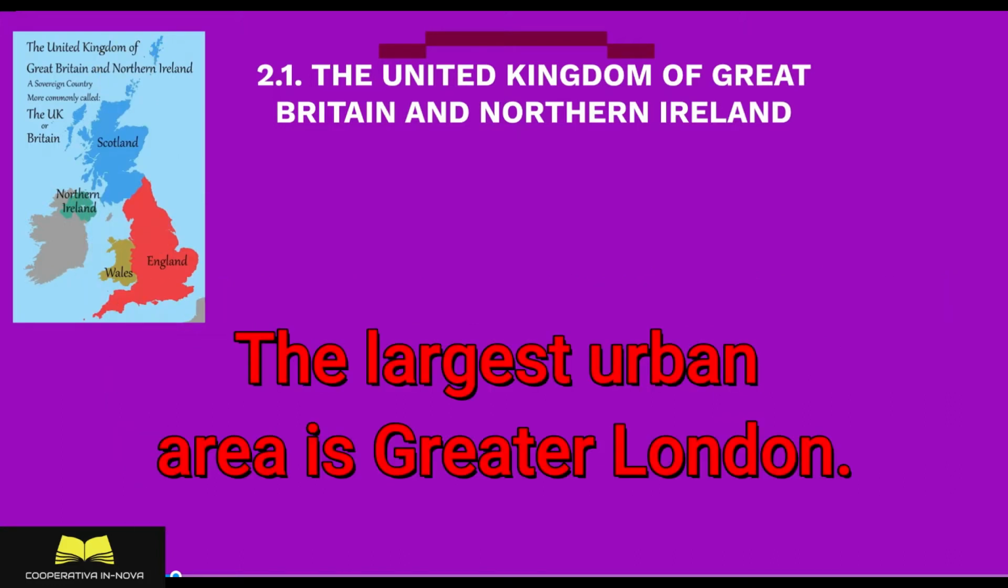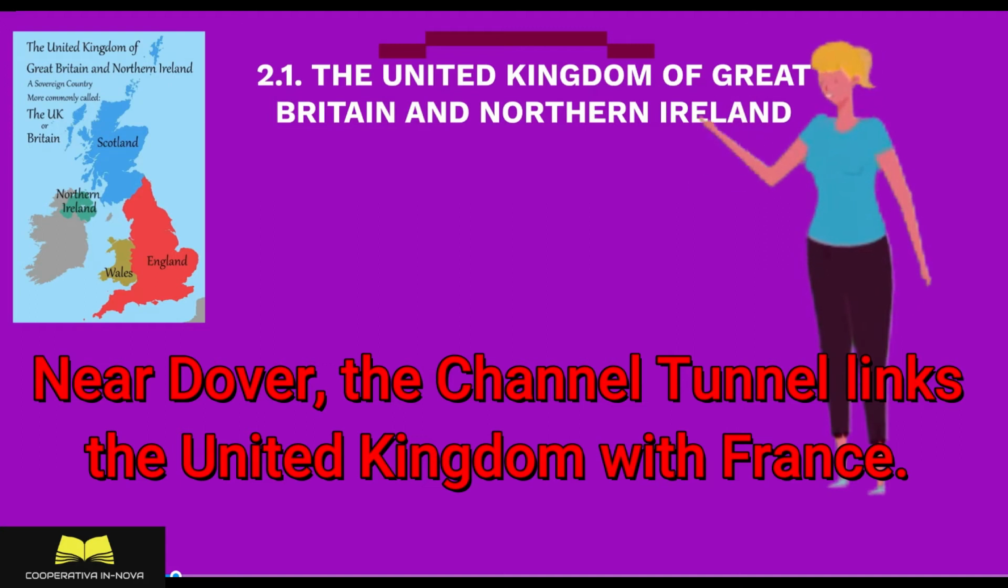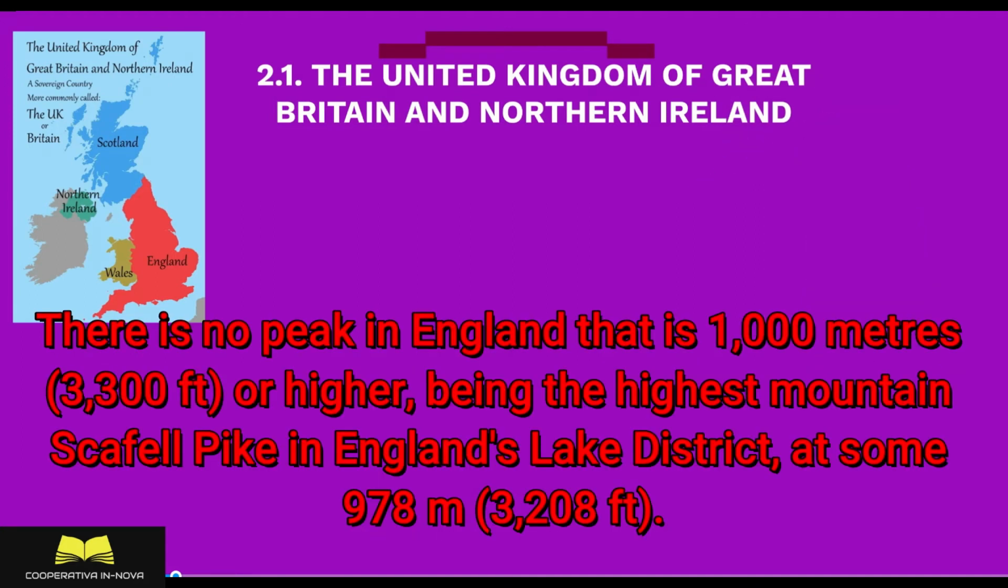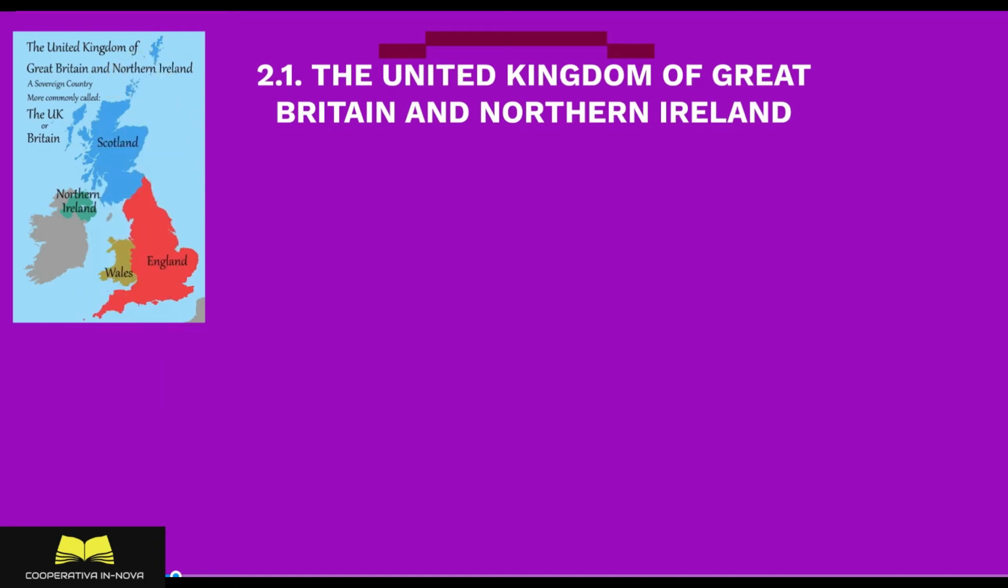The largest urban area is Greater London. Near Dover, the Channel Tunnel links the United Kingdom with France. There is no peak in England that is 1,000 meters, 3,300 feet, or higher, the highest mountain being Scafell Pike in England's Lake District, at some 978 meters, 3,208 feet.